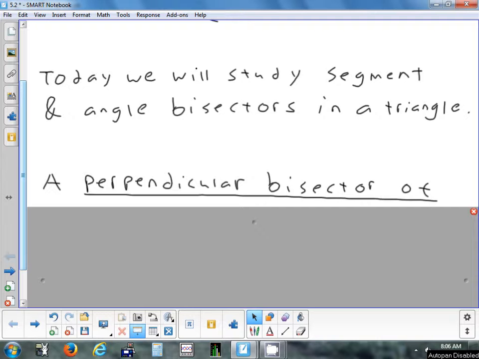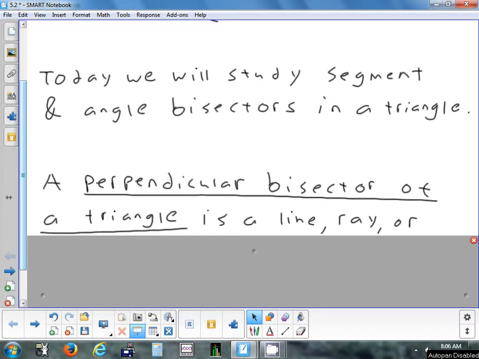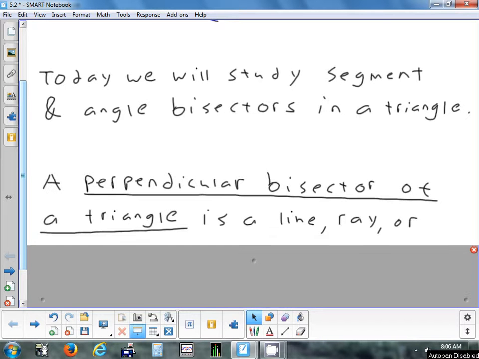Let's start off with the bisector that has to do with a segment. Specifically, we're going to talk about a perpendicular bisector. What does it mean to be perpendicular? If something's perpendicular to something else, then that means what? Ian? When a line crosses another line, it forms 4 right angles. Yes, if two lines are perpendicular, they form 4 right angles, or 90-degree angles.